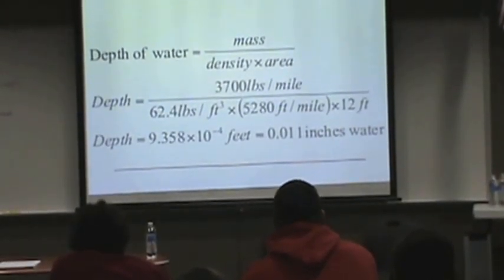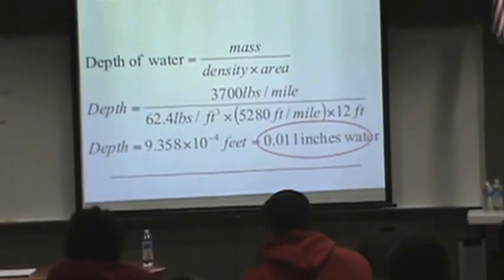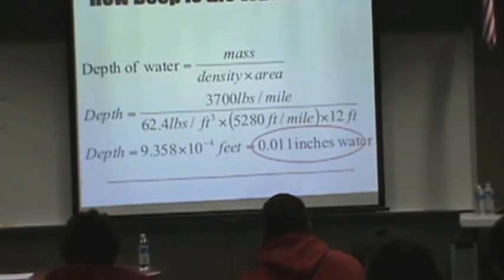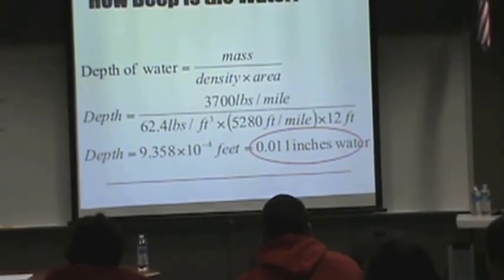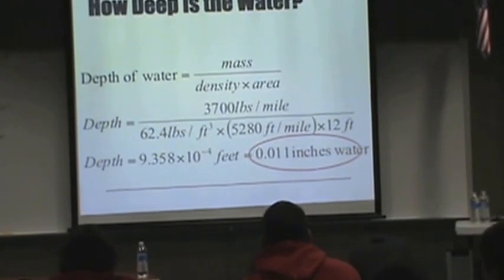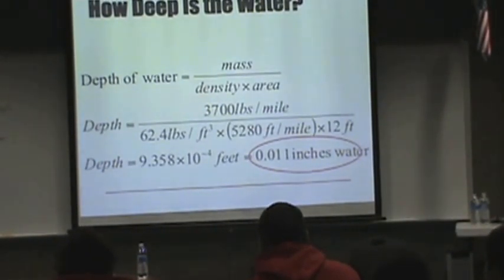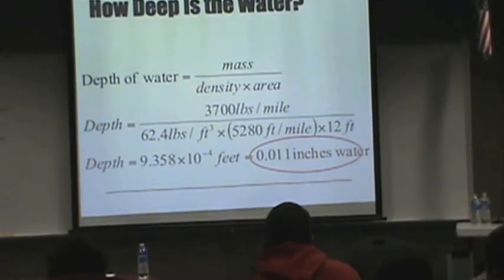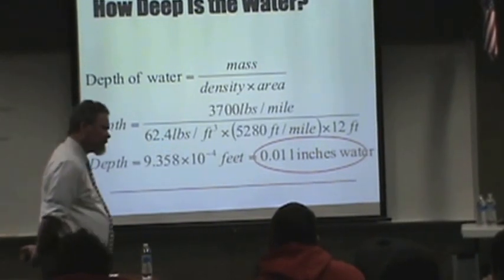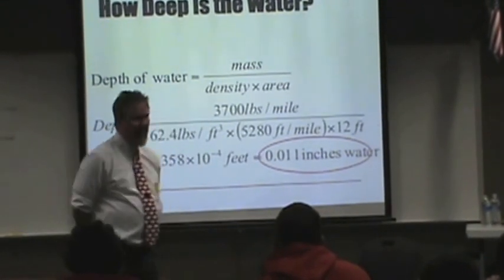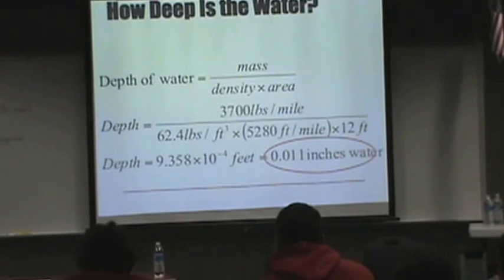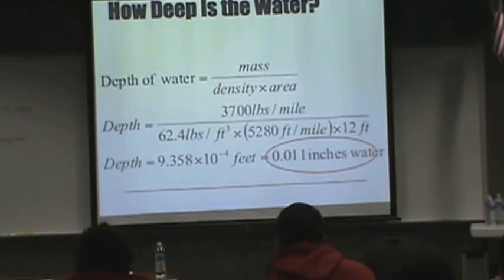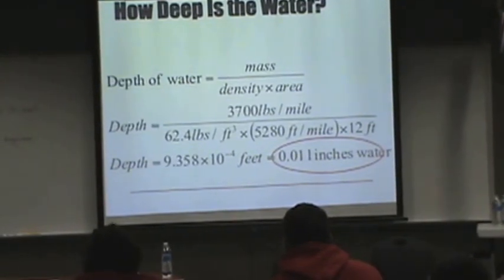Crunch those numbers, and you come up with a depth of water of 0.011 inches, 11 thousandths of an inch of water. Really, that's all that we can melt with 300 pounds of salt. Well, it's not quite as bad as that. I mean, snow is a little less dense than water. It's about a 10-to-1 ratio. So it's not 1/100th of an inch, it's about 1/10th of an inch of snow.